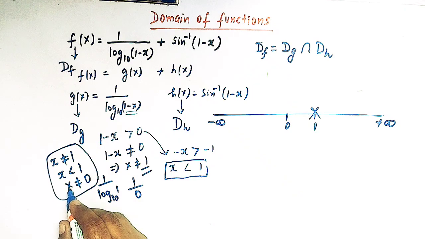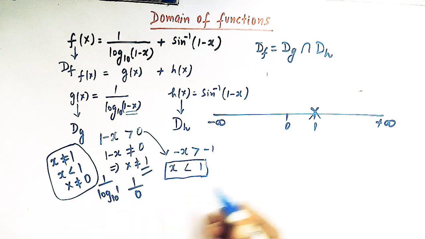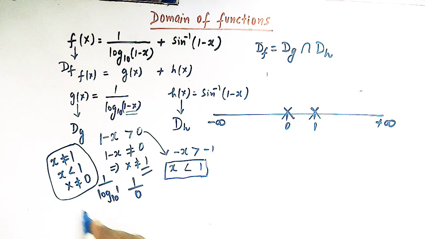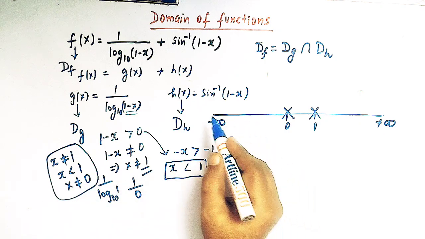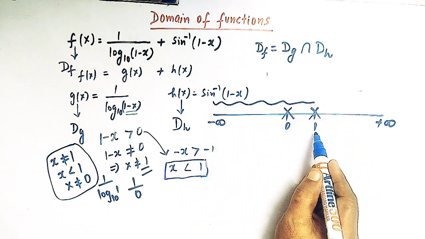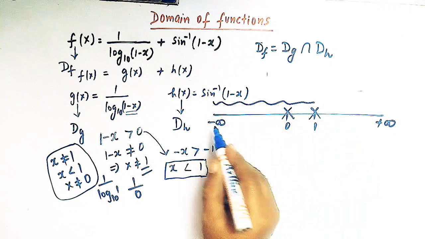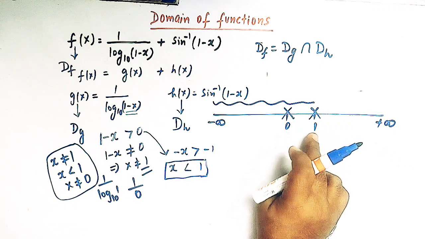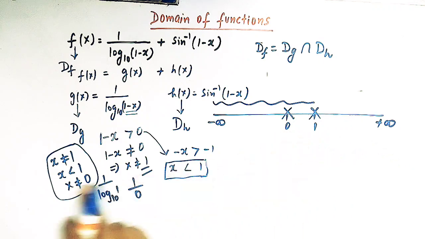Now, similarly, here x should not be equal to 0, so we'll not consider x equal to 0. And here we have x less than 1, right? So it means we have this interval from minus infinity to 1, discarding these two values, that is x equal to 0 and x equal to 1.